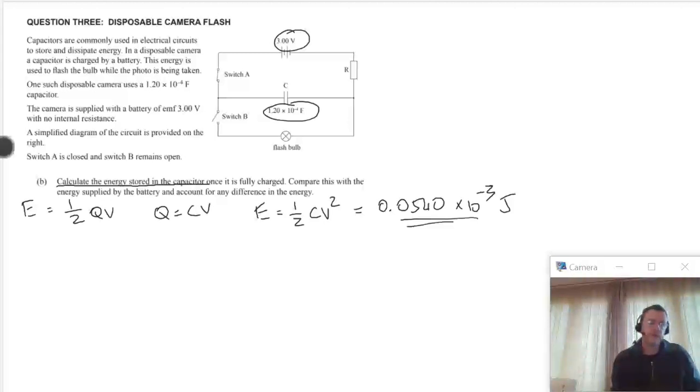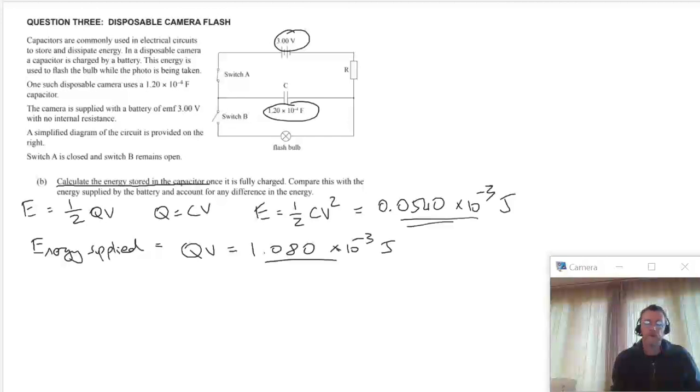Now, you've got a choice here. You can work out the energy supplied by the battery. This is a good way to start. So energy supplied equals QV. This was a half QV, so energy supplied equals QV, which is twice that, which is 1.080 times 10 to the minus 3 joules.